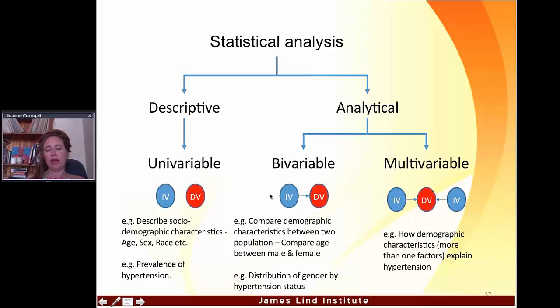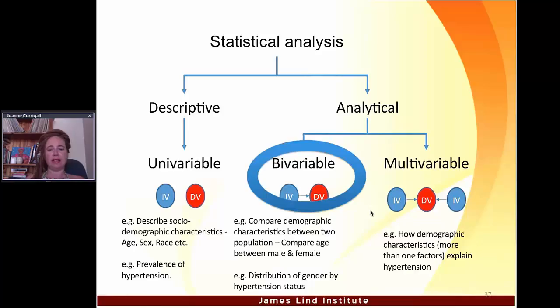Bivariable refers to when we have two variables, which we're going to look at now, and then multivariable is when we have one or more variables, which we'll look at a little bit later. So a univariable would be an example of prevalence. Bivariable, we might want to know what is the distribution of gender by hypertension status. In other words, is there a relationship between gender and hypertension? And then in multivariable, we might want to know how many different risk factors are able to predict who does or doesn't become hypertensive. So let's have a look now at some bivariable analyses.